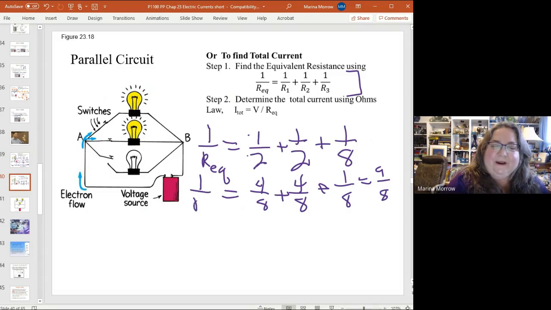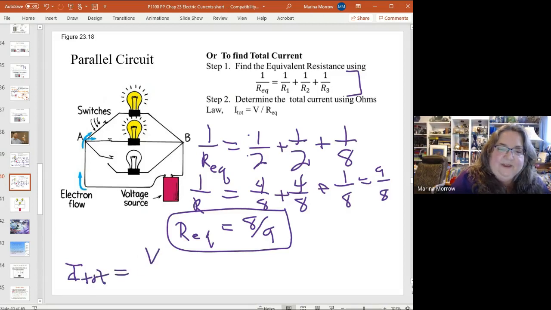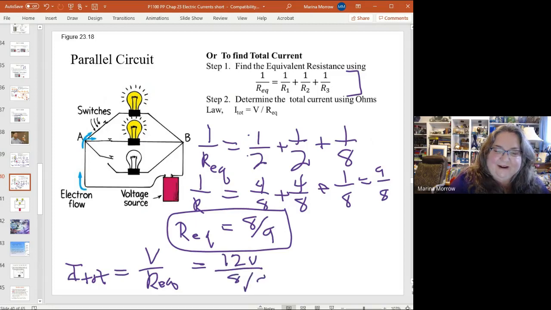Usually people mess up here. That's where they mess up, is they forget they have to turn it over. So my actual equivalent resistance is going to be 8/9. Okay, now that I've got that, I can use Ohm's law to find the current and put V over R equivalent. And so I've got 12 volts divided by 8/9. If I did it right.